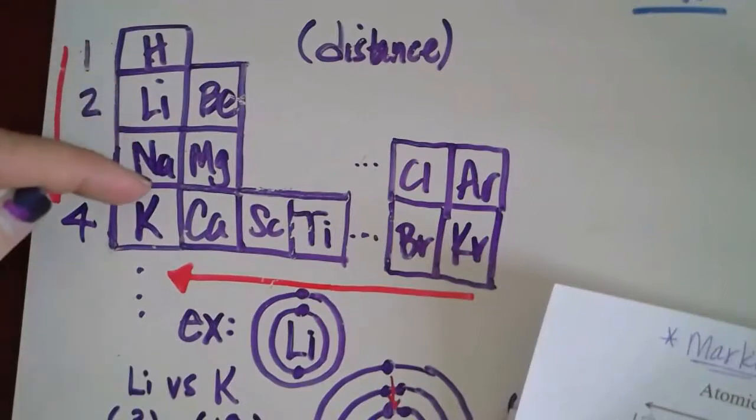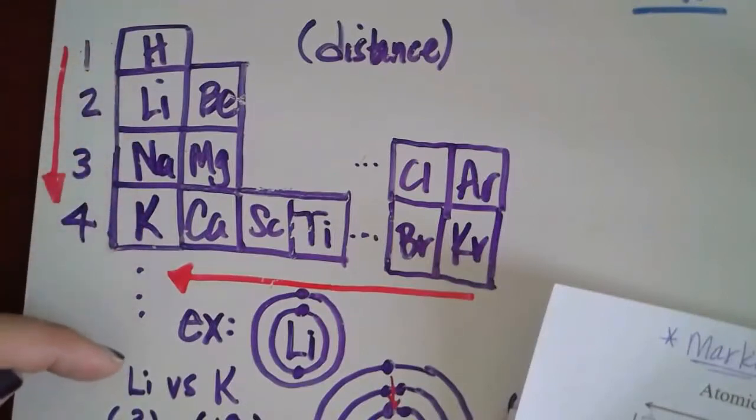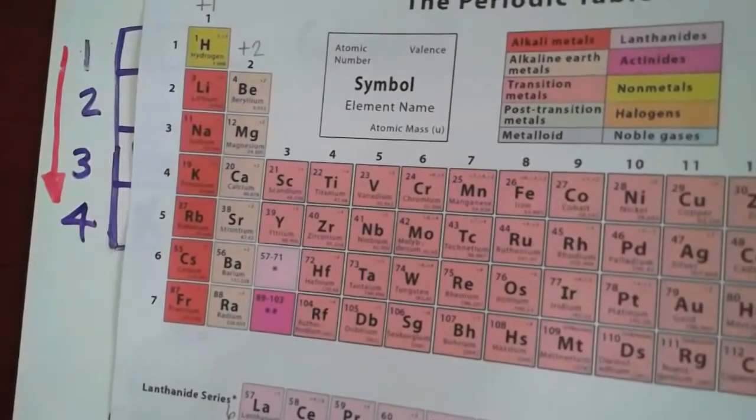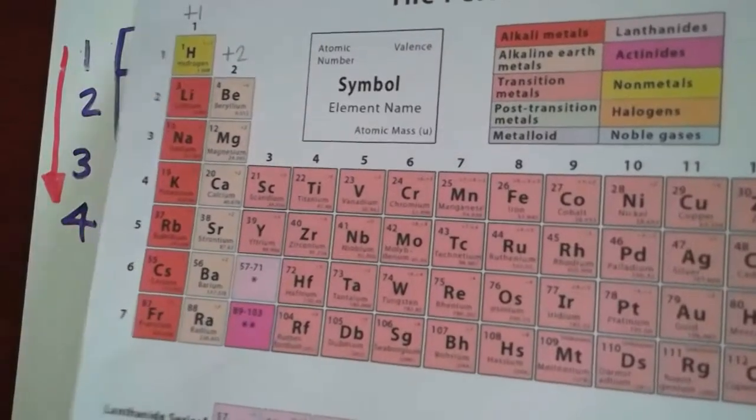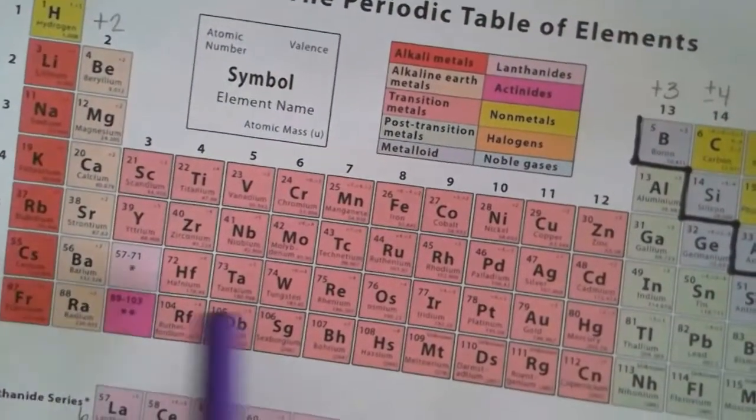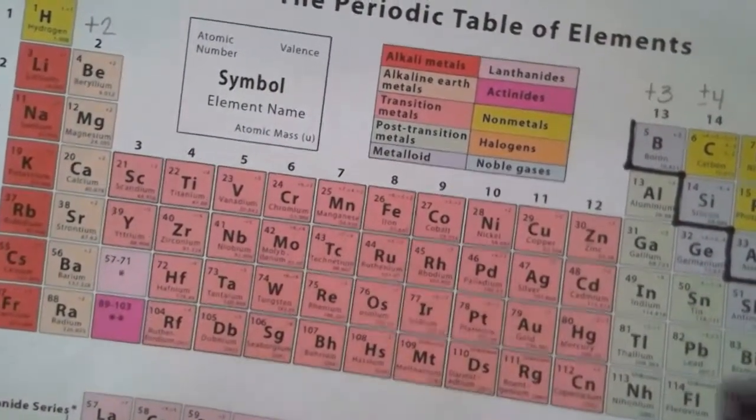1 shell to 4 shells to 7 shells on the periodic table. You're getting bigger, which is why francium at the bottom here is clearly going to be the largest on the periodic table in terms of radius. As you go down, it gets larger. Now, the one that doesn't make sense though is as you go across, it actually gets smaller.